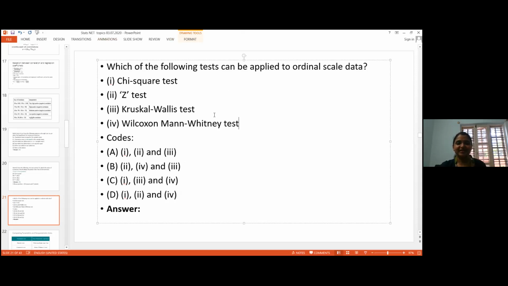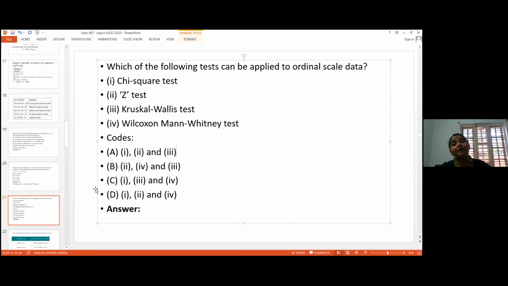So next question is, which of the following tests can be applied to ordinal scale data? Which of the tests can be applied? The options have got many. Which of the tests can be applied for an ordinal scale data?